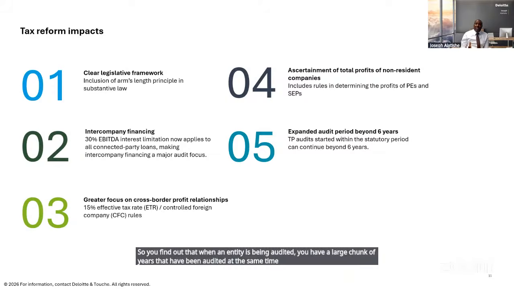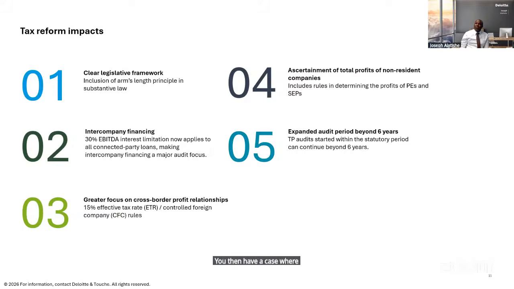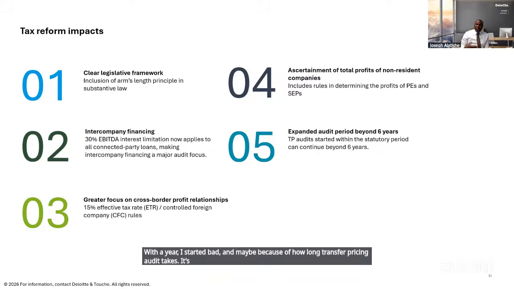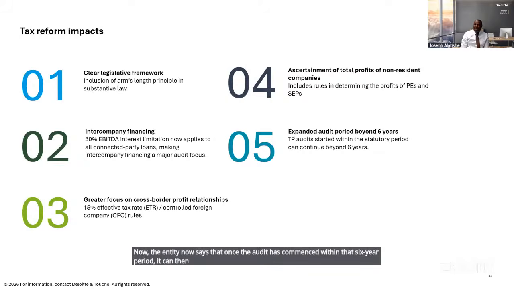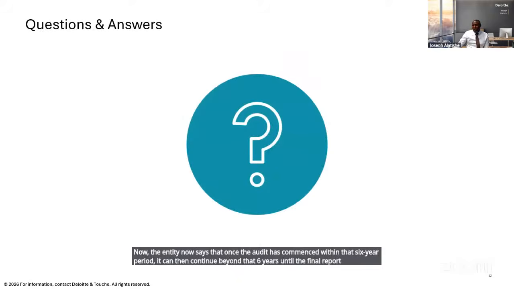And so if it is, for instance, 5 years, you then have a case where the tax authority is trying to review a year that is statute barred, and maybe because of how long transfer pricing audits take, by the 8th year that they want to release the report of the prior year, the argument will be, oh, that year is now statute barred. Now the NTA says that once the audit has commenced within that 6-year period, it can continue beyond that 6 years until the final report is provided.